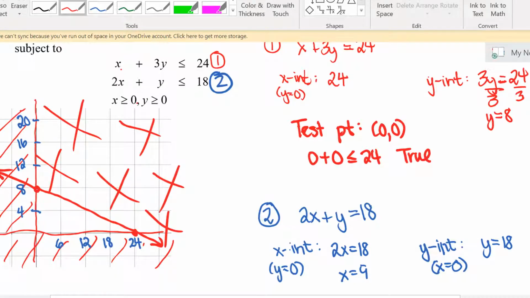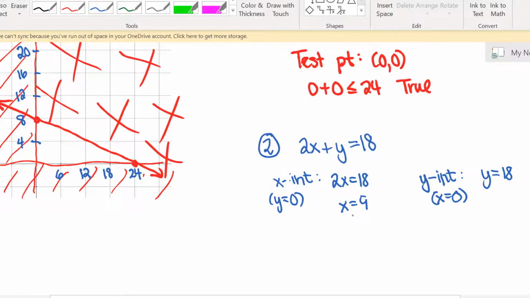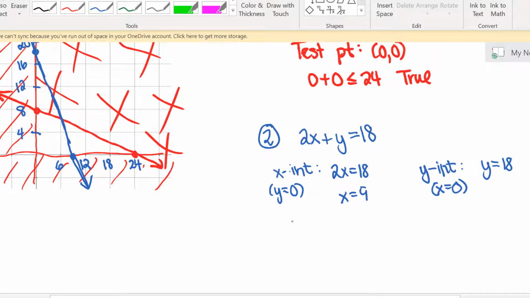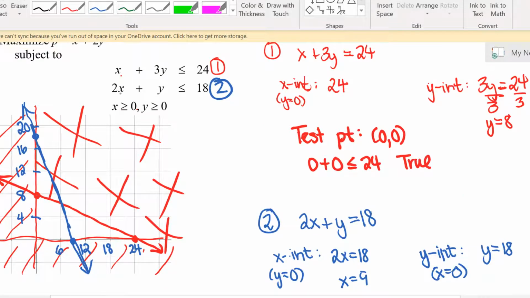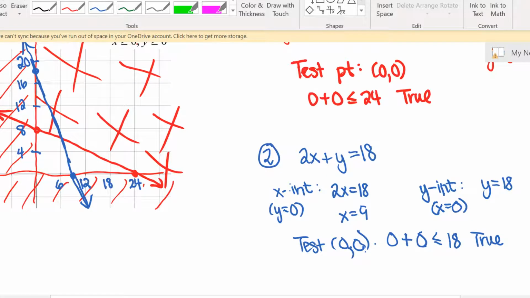Okay, so now we're down to that triangle, but we still have line 2 to deal with. So x is 9. 9 would be halfway between 6 and 12. And the y is 18, which would be halfway between 16 and 20. Okay, and then 0, 0 is not on there, so I'll test 0, 0. And I get 0 plus 0 less than or equal to 18, which is true. And 0, 0 is kind of below and to the left, so we want to cross out everything up and to the right. And most things are already crossed out. I just need to now cross this part out.